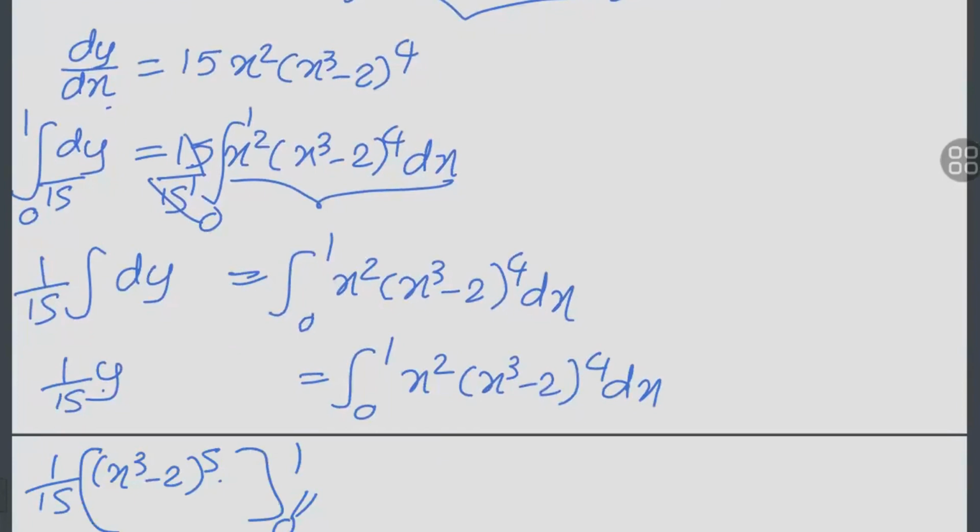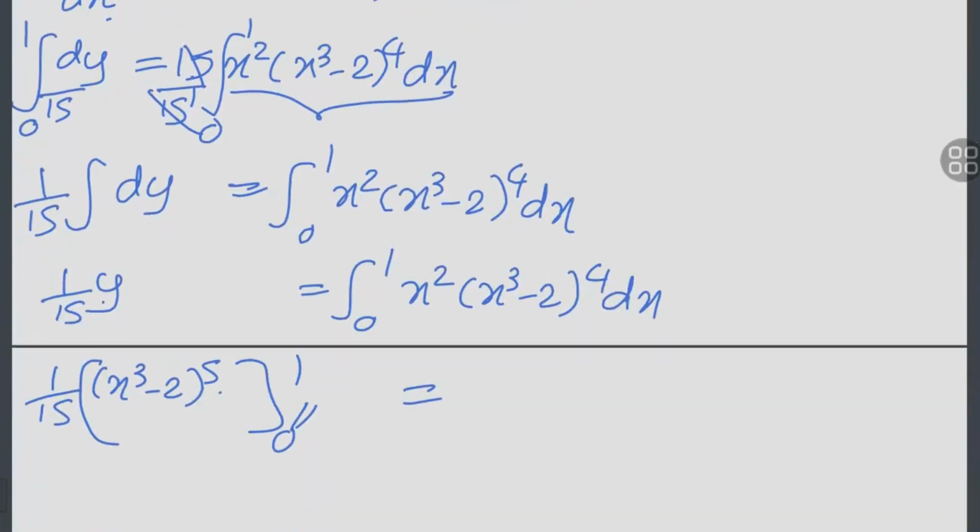Definitely they will give you a mixed question, a differentiation and integration mixed question. At 1, substitute: 1 minus 2 minus 1 to the power 5 minus 1, over 50. At 0, substitute: minus 2 to the power 5 minus 32, over 50. Then simplify and get the answer. This kind of question they definitely ask.